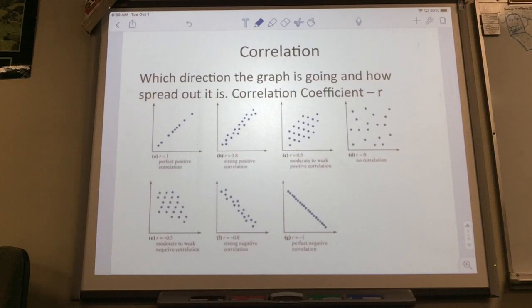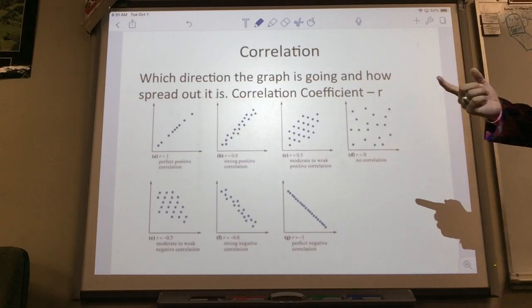All right, correlation. There's no writing to be done on this. Just listen. Okay, which direction? Correlation is which direction the graph is going and how spread out it is. Okay? How we describe that is something called the correlation coefficient, which is R. Okay, it's described as the letter R.